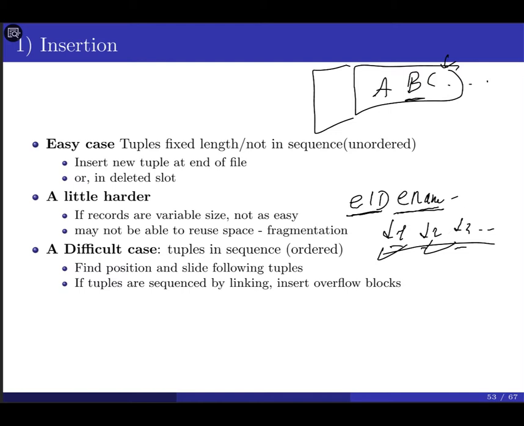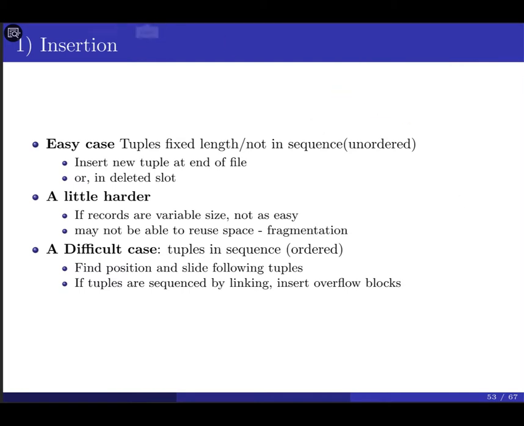Okay, anyway, so assume the tuple has a fixed length, the simple case. And the data is not stored in sequence, so it's not required to have a sequential order. In this case, in order to insert a new record, since the records are not in sequence, I can insert it at any place. Maybe it's going to be at the end of the file. That's one way to perform it. Or if there's any available deleted slot, I'm going to insert this tuple there. So this is the easy case.